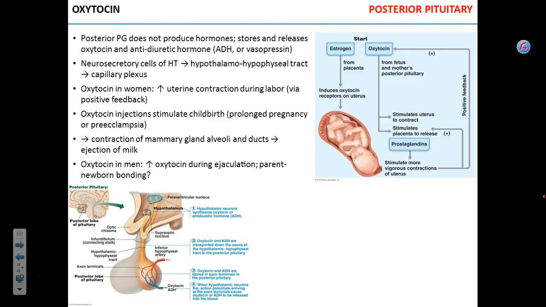You know what? Let's just wrap it up for now. Just from the logical standpoint, we'll talk about posterior pituitary and pancreas later.